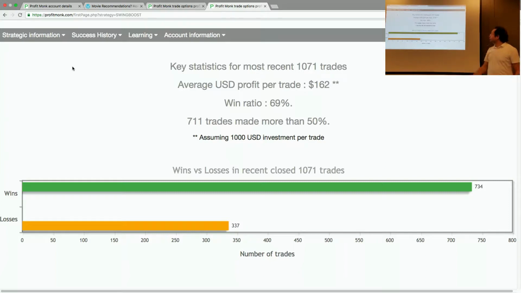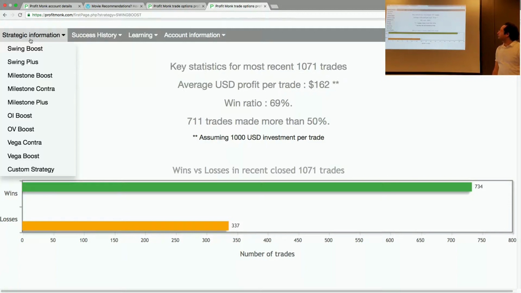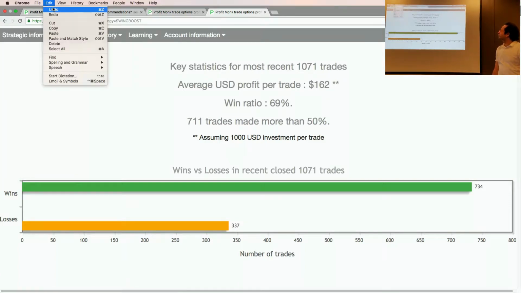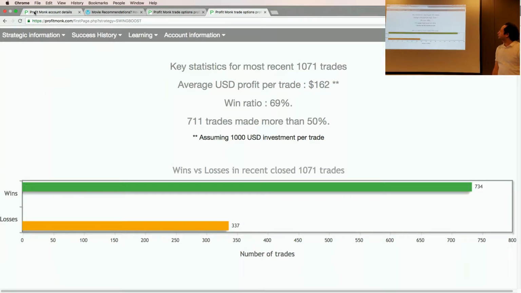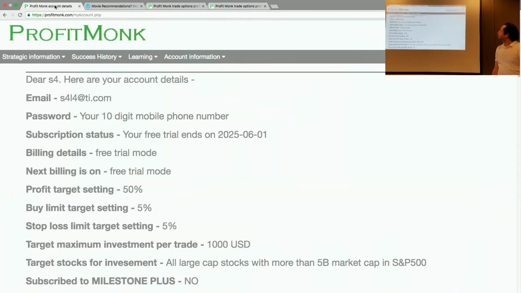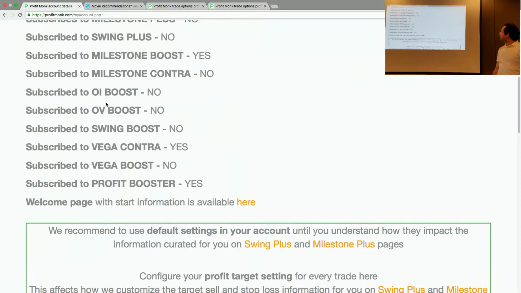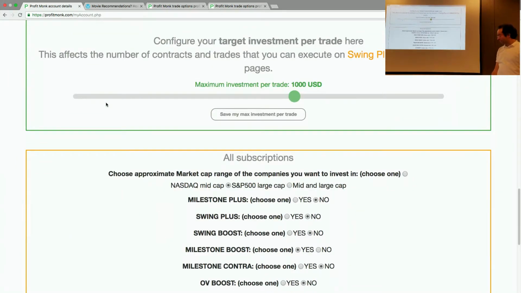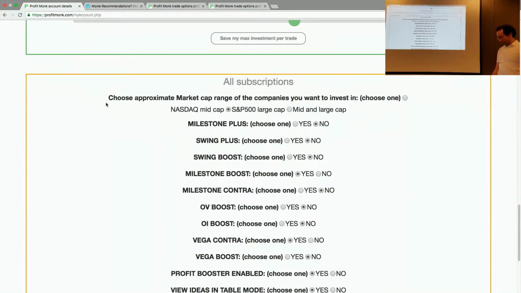So you can use that again to change the number of trades, and you can see the win ratio actually changes, and the average US dollar profit per trade. So everything will impact in one way or another. Now let's go back to settings and see if you guys have further questions. Yes, there were questions about all this stuff.